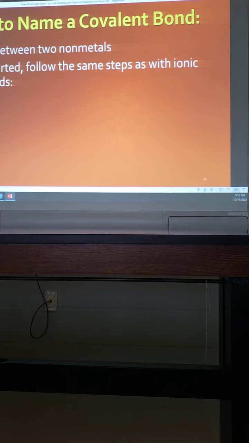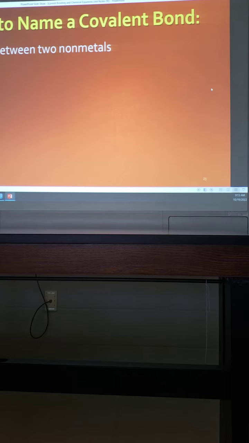So we're going to name it the exact same way we did ionic compounds. We list the metal, or we list the first element, then we list the second element, drop the ending, and add -ide. Right, whoops, wrong direction.